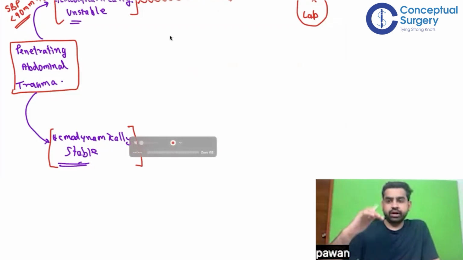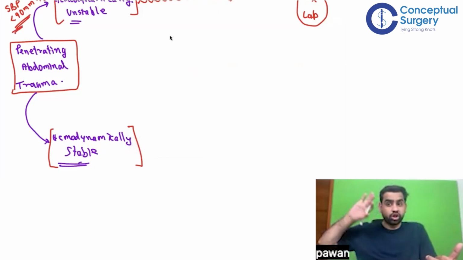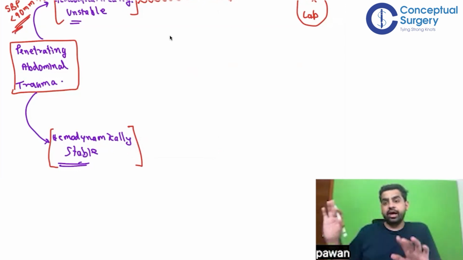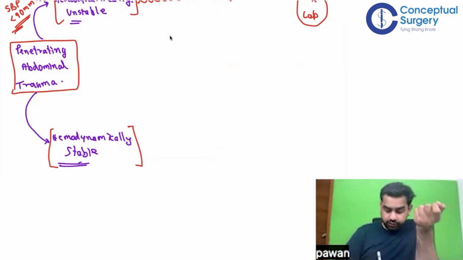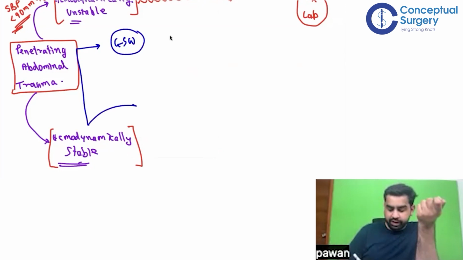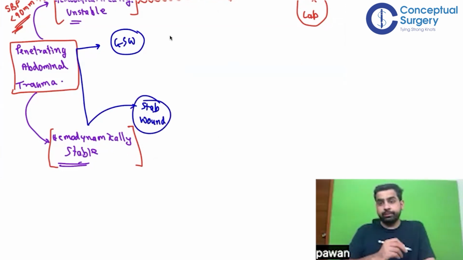Okay, now let's continue. So here we have the patient hemodynamically unstable, no other investigation needed, straight to exploratory laparotomy. Now coming to penetrating abdominal trauma, if the patient is hemodynamically stable, then there are two things which can happen. Either the patient has a GSW, that is a gunshot wound, or the patient has a stab wound.